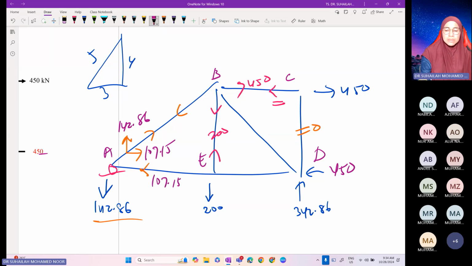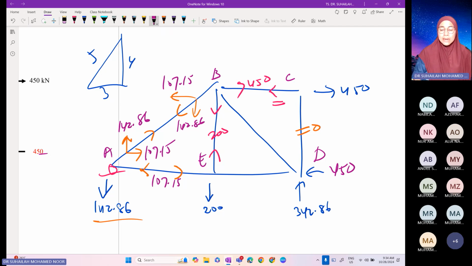And member force mesti kena tutup balik. Okay, so this is 107.15. Settle dah member AE. Bila dah settle member AE, kita boleh pindah ke member DE. Member DE. So yang AB tadi tu pun sama, boleh settle juga sebab dia opposite. So nilai dia memang penuh sikit lah dalam ni. 107.15 dengan 142.86. Okay, so dia tak ada step panjang-panjang prosedur, tapi proses dia tu lama sikit dekat satu diagram ni.